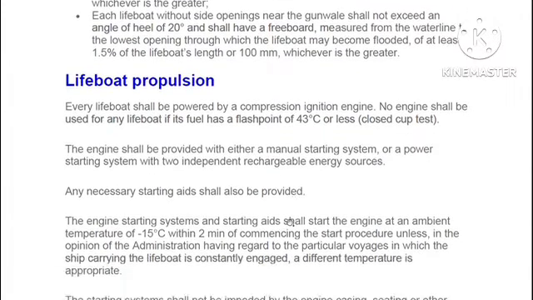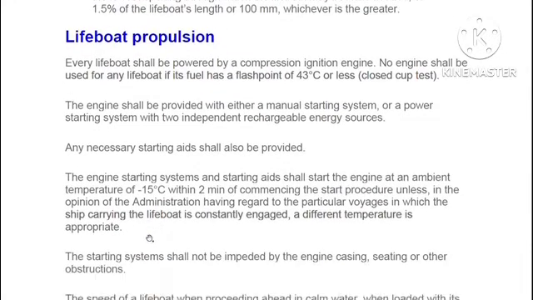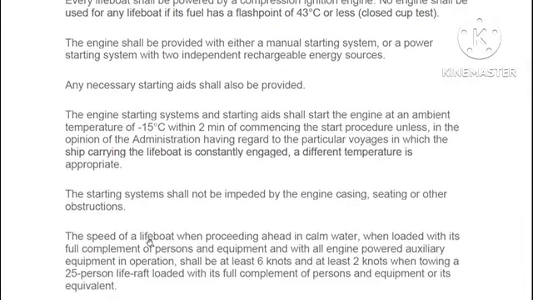Any necessary starting aid shall be provided. The engine starting system and starting aid shall start the engine at an ambient temperature. So this is another important requirement: minus 15 degrees Celsius within 2 minutes of commencing the start procedure. The starting system shall not be impeded by the engine casing, seating or other obstructions.